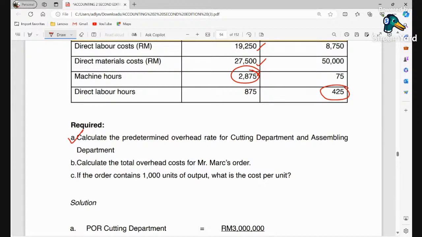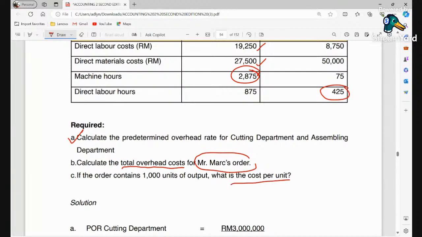sebab dalam soalan ni POR tidak diberi. And then we are going to calculate the total overhead cost for Mr. Mark's order. You need to remember Mr. Mark's order, that means only one order, yeah? So the cost will be 1. Even though the work is divided into 2 different departments, towards the end of the calculations, you need to combine the numbers you got. Alright? Dia tanya, if the order contains 1,000 units of output, what is the cost per unit?